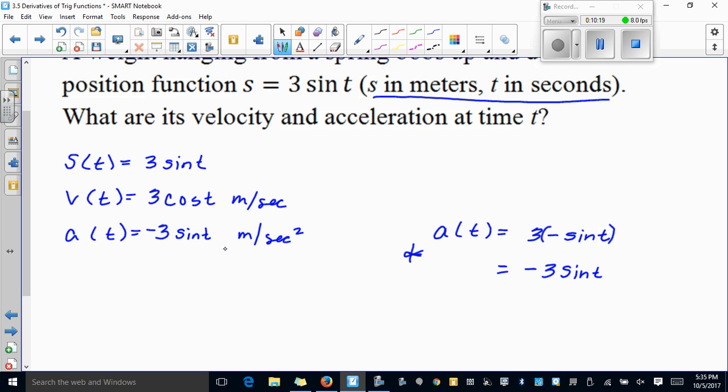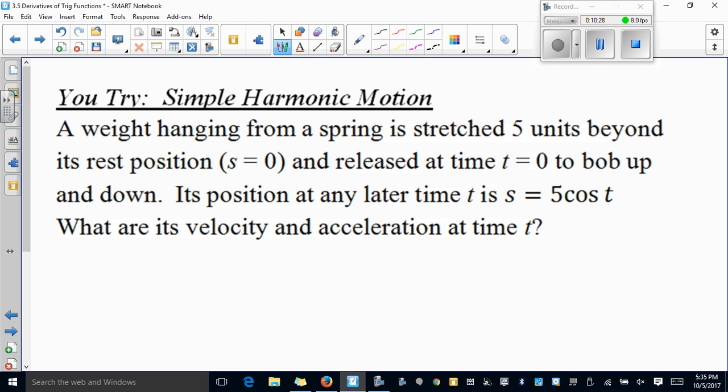Okay, so let's look at another one. A weight hanging from a spring is stretched 5 units beyond its rest position, s equals 0, and released at time equals 0 to bob up and down. Its position at any later time t is s equals 5 cosine of t. What are its velocity and acceleration at time t? Same problem as last time. s of t is equal to 5 cosine of t. They did not give us units on this one.